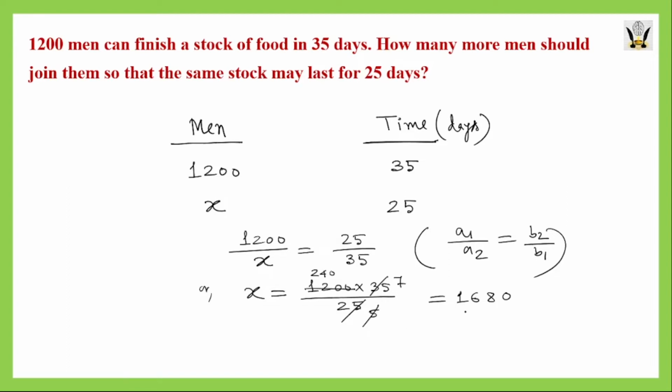So the number of men that can finish the same amount of food in 25 days is 1680. But how many men do we have at present? It's 1200. The extra number of men that should join that team will be 1680 minus what we have at present, which is 1200. So it will be 480. So that is how we solve this type of problem related to inverse variation.